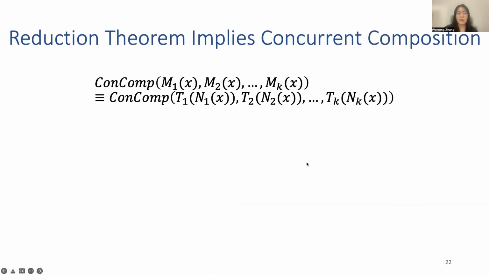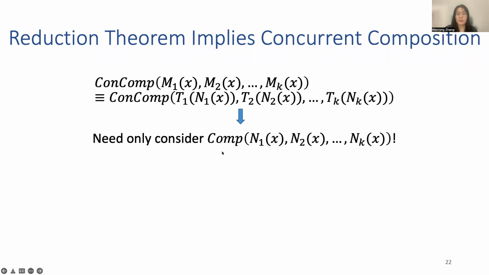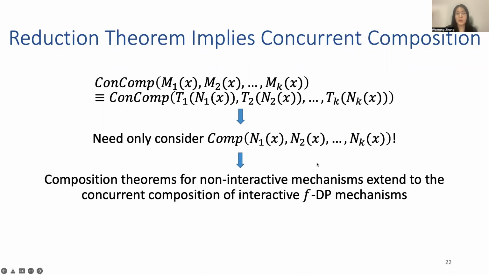So this reduction theorem implies that to analyze the concurrent composition of interactive mechanisms M1 to Mk, it's equivalent to consider the concurrent composition of these post-processings that take the canonical non-interactive mechanisms as an input. And because differential privacy is robust to post-processing, we only need to consider the composition of these canonical non-interactive mechanisms. And as a result, composition theorems for non-interactive mechanisms extend to concurrent composition of interactive FDP mechanisms.